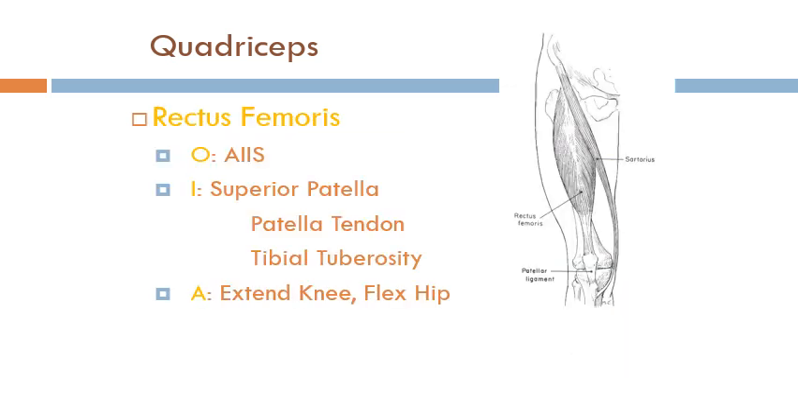So the one muscle that actually crosses both joints is the rectus femoris. So the rectus femoris, the origin is on the anterior inferior iliac spine. The insertion is going to be the superior patella through the patellar tendon into the tibial tuberosity. So if we look here, it comes through that tendon and comes down and inserts on the tibial tuberosity. The actions of the rectus femoris is it's going to extend the knee and flex the hip.